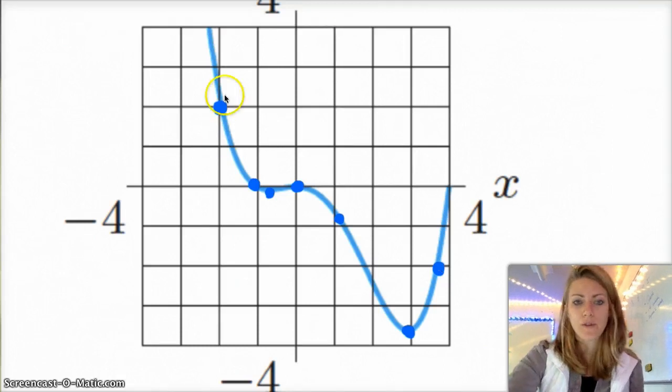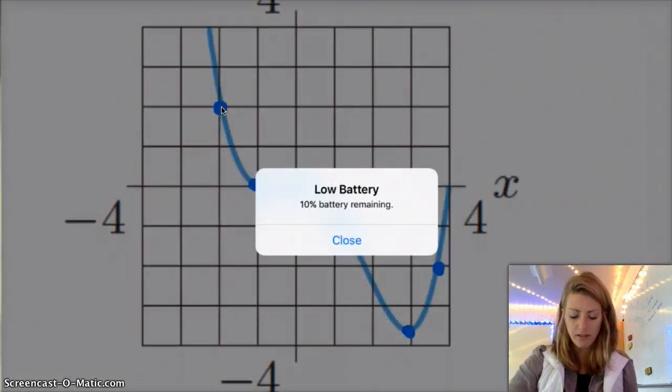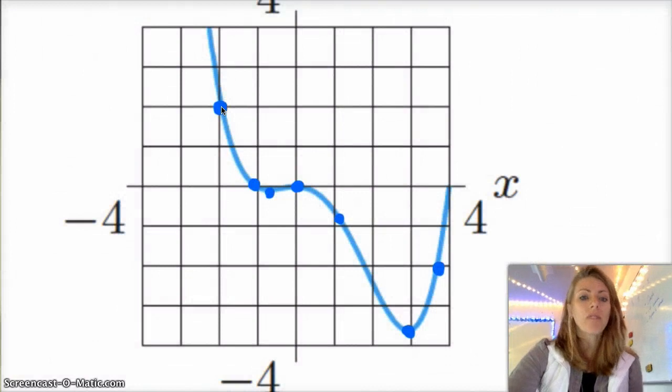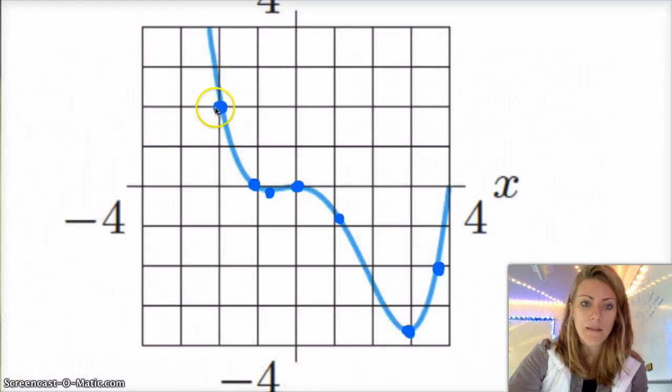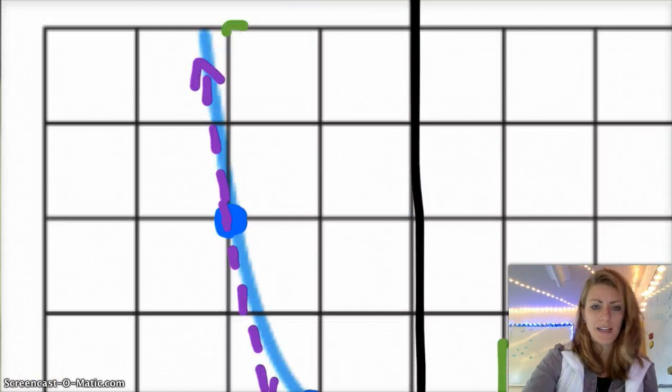So let's look at this first point here. What you want to do is draw a little, oh man, I've got low battery. Got to do this quickly. I want to make a tangent line to the curve that's approximately the same slope as the curve at that point. So this is my estimate for the tangent line at that point.